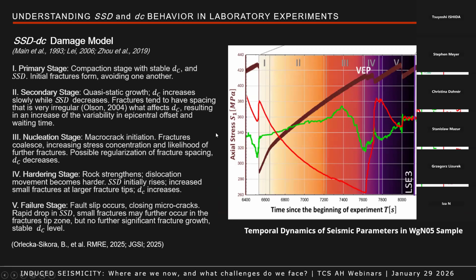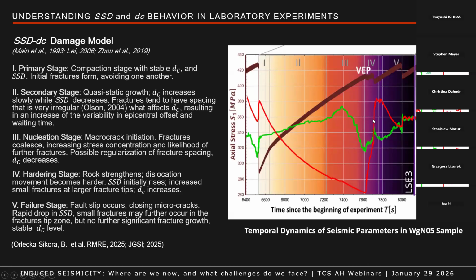Based on this data, based on information from the catalog, we noticed that in each stick slip experiment, our metrics, SSD and DC, behave in a very similar way. Of course, the amplitudes of these two parameters change during the various stick slip experiments, and this is clearly related to the roughness of the plane of the fault.